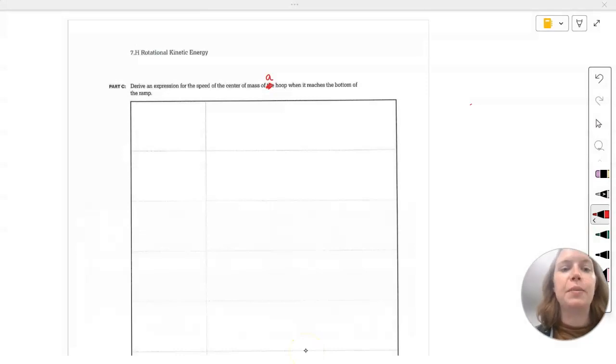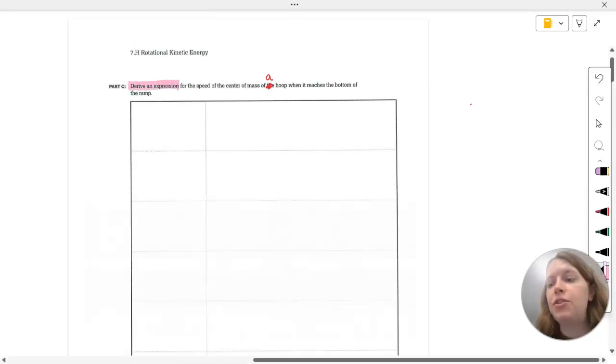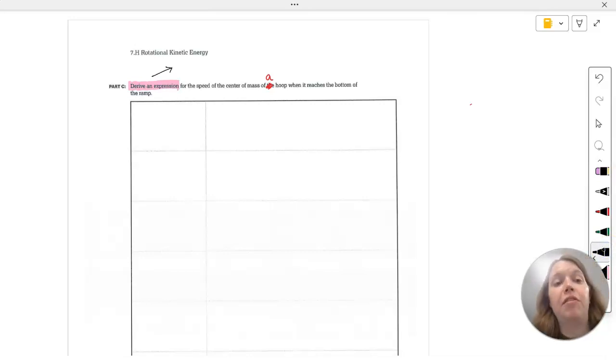So we're going to derive an expression for the speed of the center of mass of a hoop, or really any object, and then I'll plug in for the moment of inertia of a hoop when it reaches the bottom of the ramp. A couple key phrases here. "Derive an expression" is a term that the College Board uses, and really a lot of physics teaching institutions use. That means you should start from a big idea to derive this expression. You can't just write the expression if you memorized it, but you need to start from a big idea.